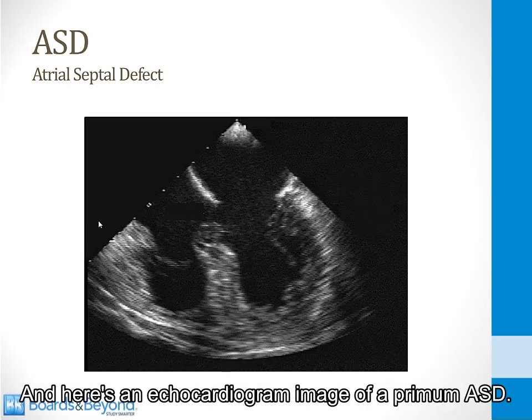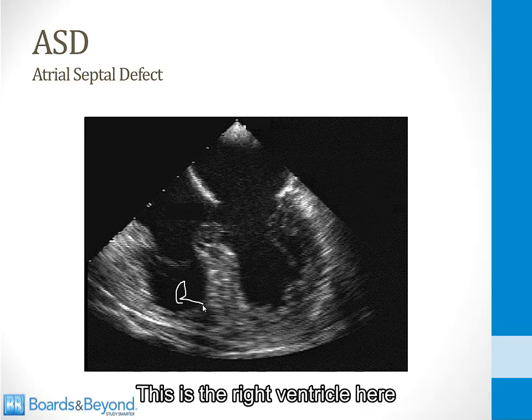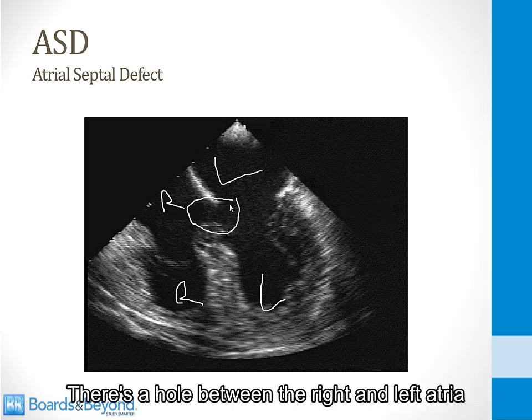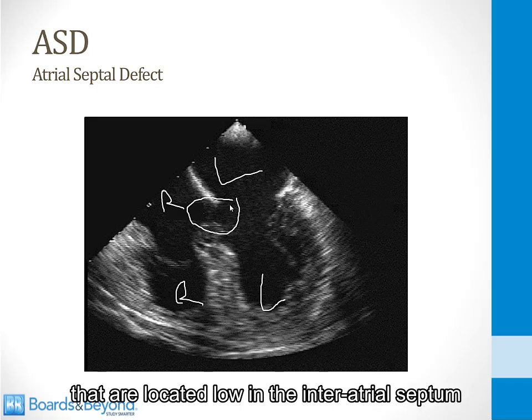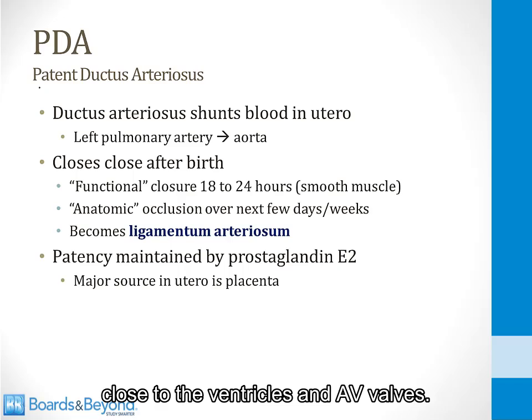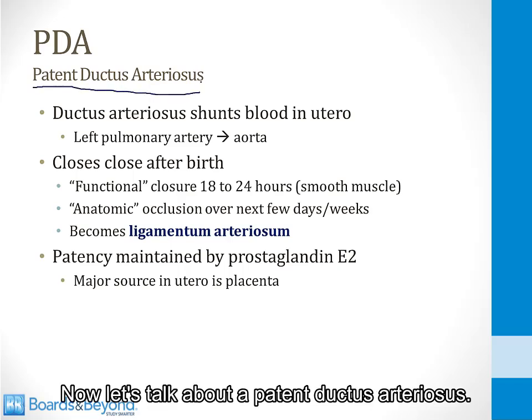And here's an echocardiogram image of a primum ASD. This is the right ventricle here and the left ventricle here. This is the right atrium here and the left atrium here. There's a hole between the right and left atria that are located low in the interatrial septum, close to the ventricles and AV valves. Now let's talk about a patent ductus arteriosus.